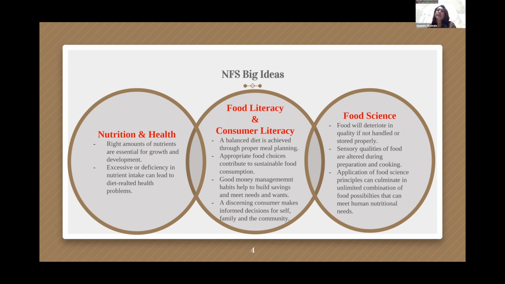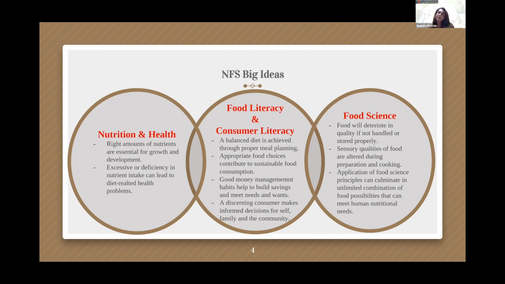Two, food literacy and consumer literacy. We know that a balanced diet is achieved through proper meal planning. Appropriate food choices contribute to sustainable food consumption. And this very interesting part on money management will help to build savings and meet needs and wants. So this is where, as a consumer, you will learn to make informed decisions for self, family, and the community.